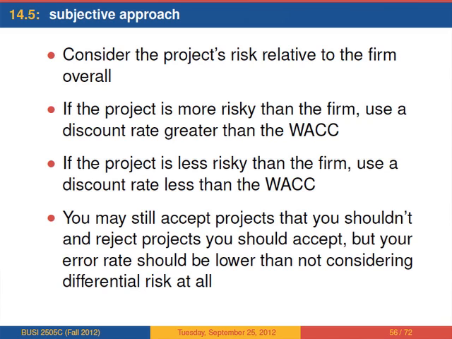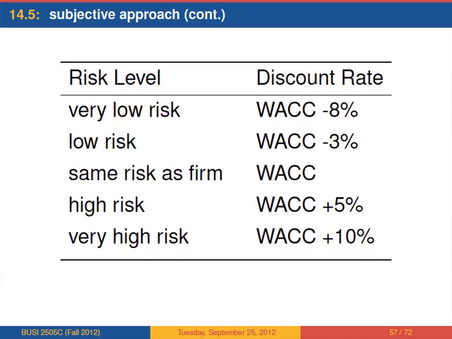Another way is to use the subjective approach. If the project's more risky, you bump up the percentage. If the project is less risky, you bump down the percentage from what the overall company is. Here's the example. If you have a project or a division that has the same risk as the overall firm, then you would just use the overall cost of capital.